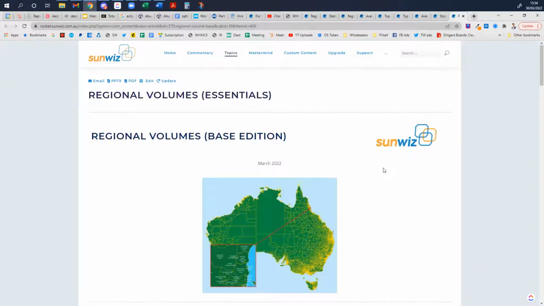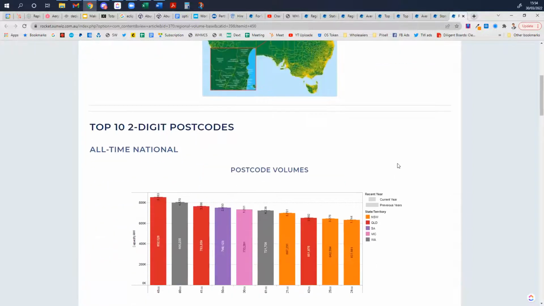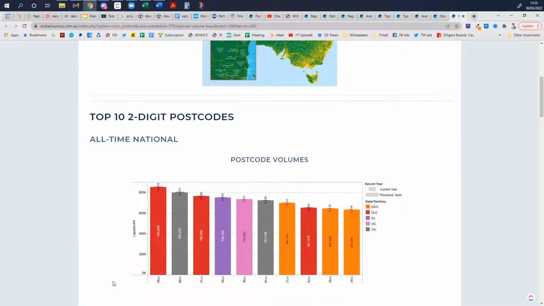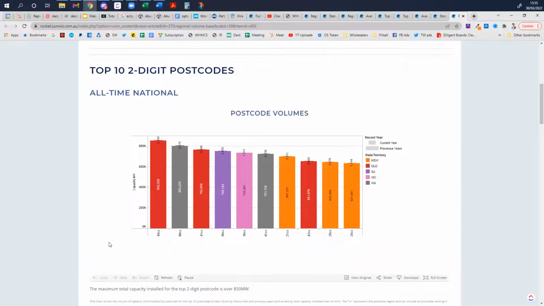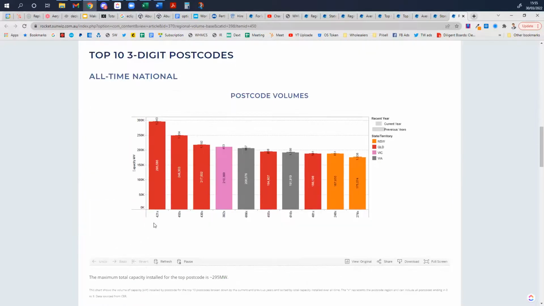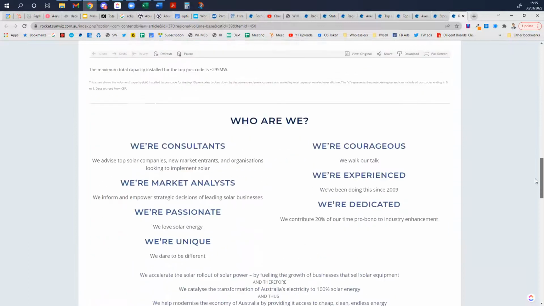And then we're also providing access to the regional volumes, so this can tell you what are the top 2-digit postcodes, i.e. 45XX covers everything from 4500 through to 4599, and that's our leading region in the country for uptake of solar power. And we can even go to 3-digit postcodes for you as well.